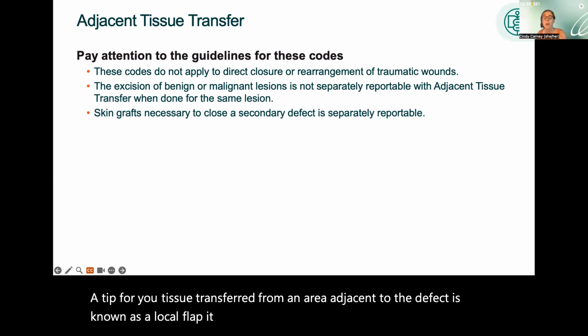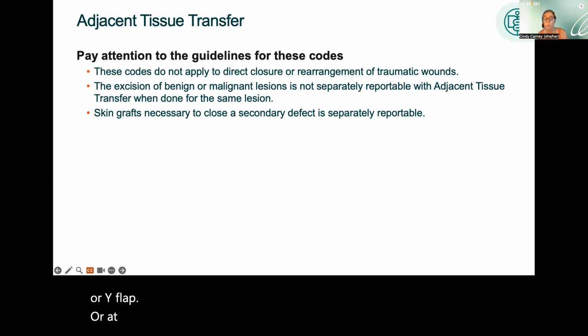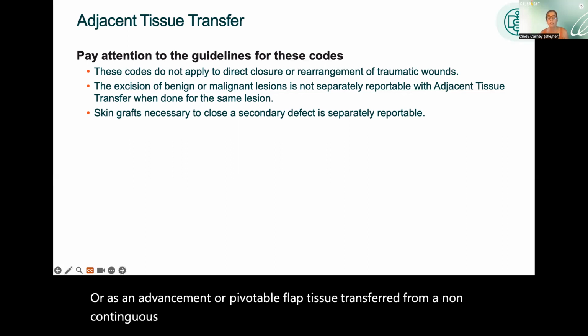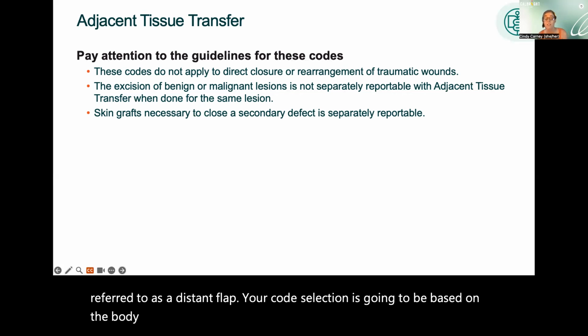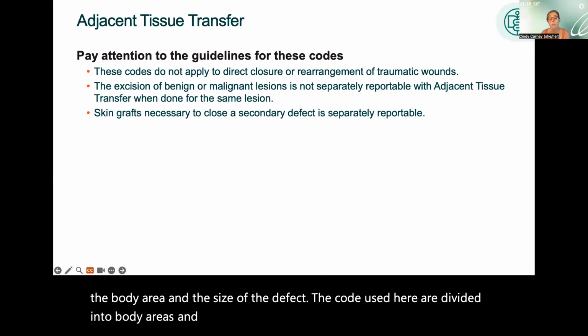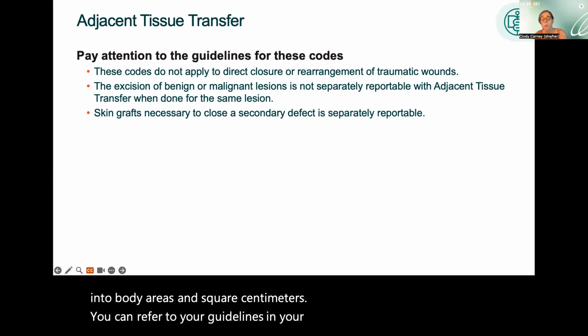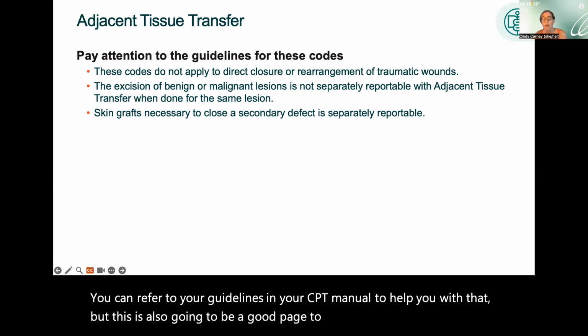It may be described based on its shape, such as a V or Y flap, or as an advancement or pivotable flap. Tissue transferred from a non-contiguous anatomical site, a different part of the body, is going to be referred to as a distant flap. Your code selection is going to be based on the body area and size of the defect. The codes used here are divided into body areas and square centimeters. You can refer to your guidelines in your CPT manual to help you with that. But this is also going to be a good page to highlight or tab in your coding manual.